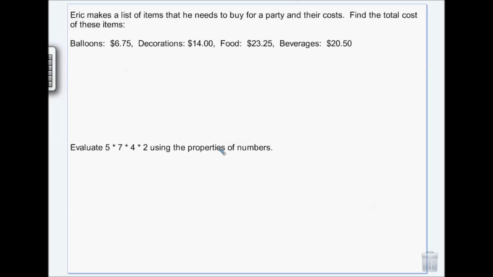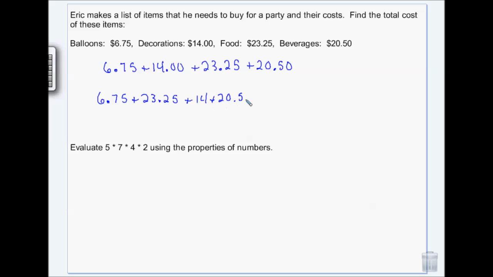So Eric made a list of items that he needed to buy for a party and how much they cost. We're going to find the total cost of these items. So if I list them in order, this is not very useful. Now I can use the commutative property and I can rearrange things, and I know that 75 cents and 25 cents are going to make a whole dollar. So I put these two together. Okay, so 6 and 23 is 29, plus another dollar is 30, and then 14 plus 20.50 is 34.50, and that is an easier problem to do.